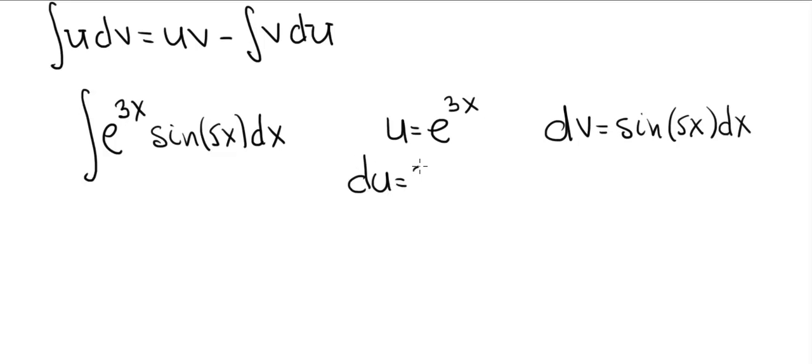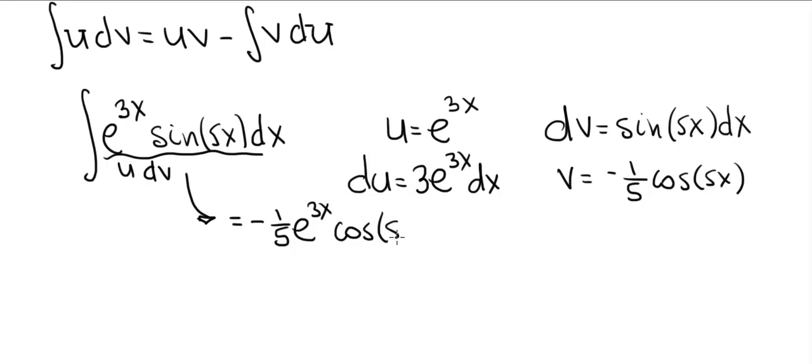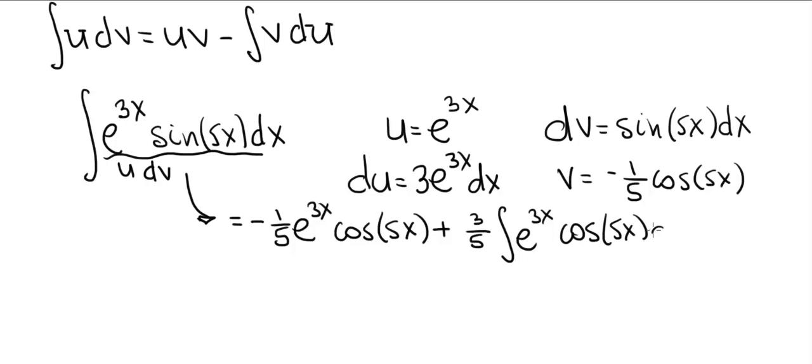So du is equal to 3 e to the 3x dx, and then using the formula above, v is equal to minus 1/5 times cosine of 5x. So then we're going to express this integral as this. This is our integral u dv. U times v is minus 1/5 e to the 3x cosine of 5x minus the integral of v du, but notice v has a minus in it, so minus a minus will be plus 3/5 times the integral of e to the 3x cosine of 5x dx.